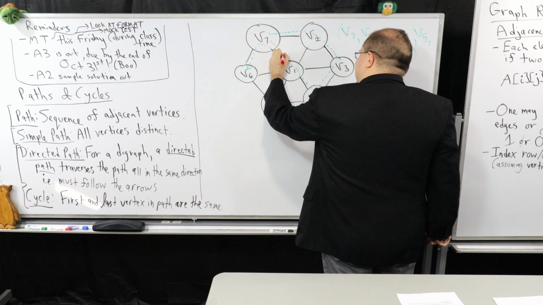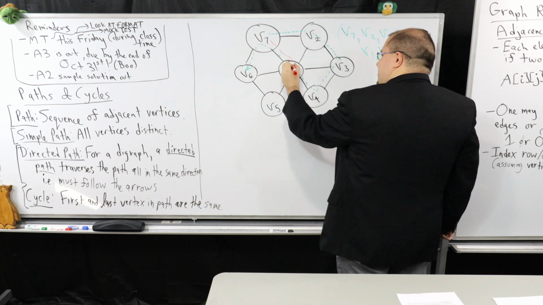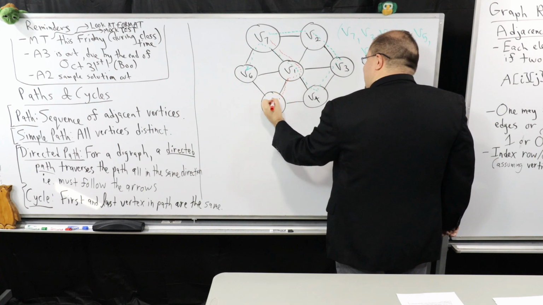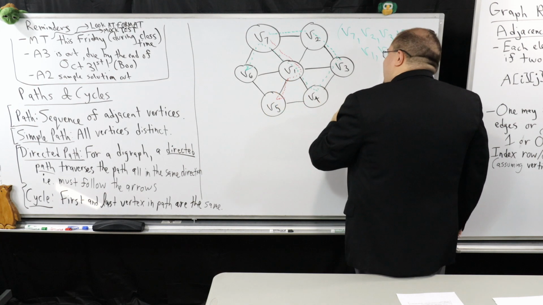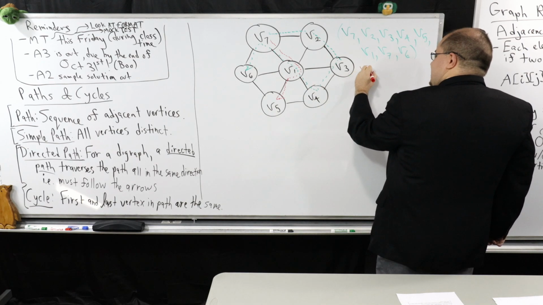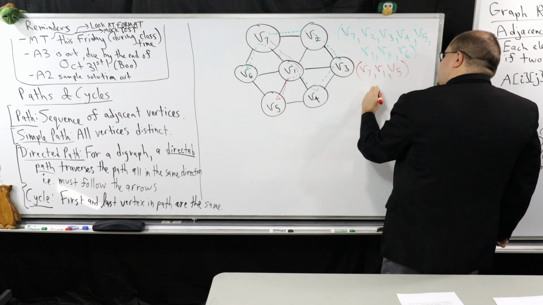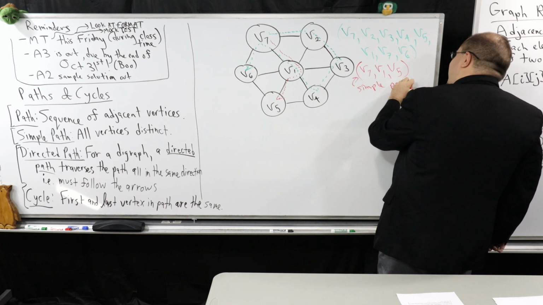However, here's an example of a simple path. I could start at V7. I don't necessarily have to start at V7. I'm just picking any one of these nodes or vertices. So I go V7, then V1, and then V5. Here's another path: V7, V1, V5. This is indeed a simple path because notice that I don't repeat any vertices.